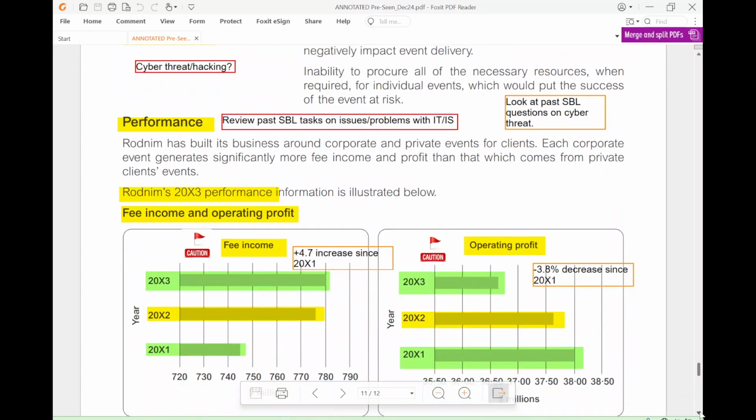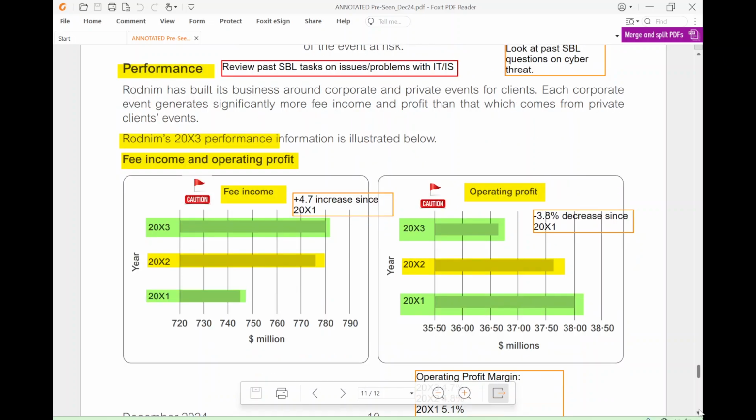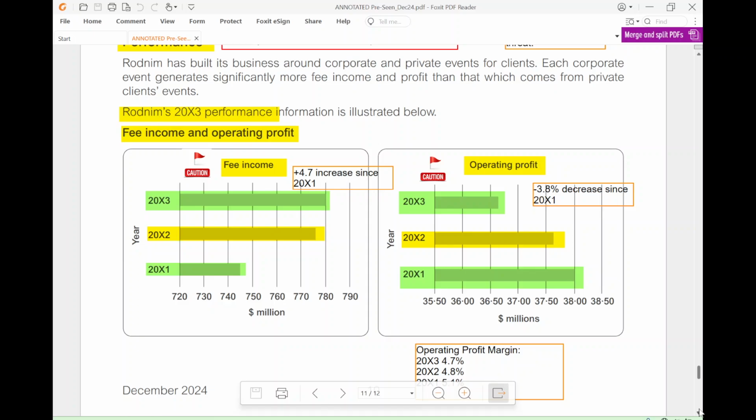The whole area of performance, obviously within SBL pre-seens, we get extracts. And these extracts hint at certain areas. And it's pretty straightforward. We see, for example, on the fee income side, a 4.7% increase between 20X2 and 20X3. That sounds fine. But unfortunately, on the flip side, margins or operating profit, we see a 3.8% decrease. Now, in terms of the margin, I've done the calculations here. It reflects what we see up top.